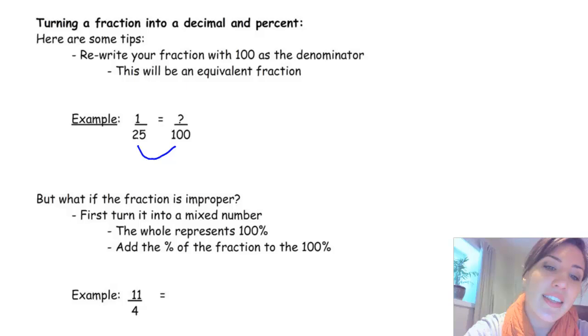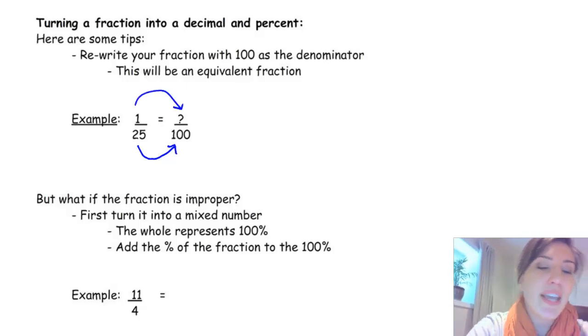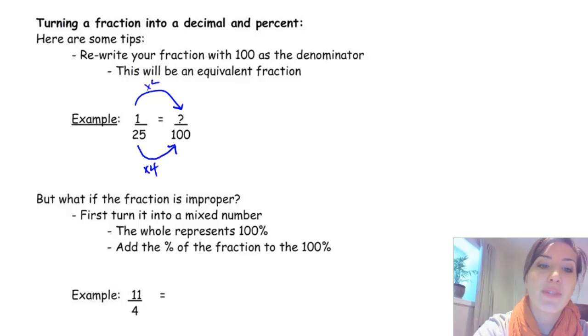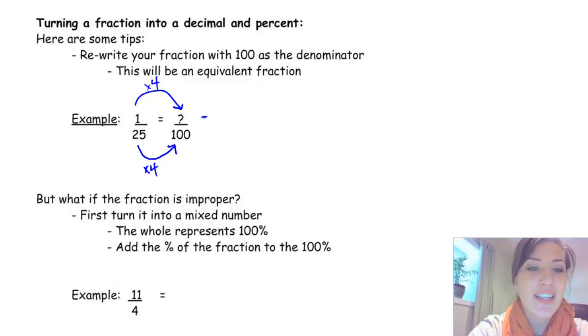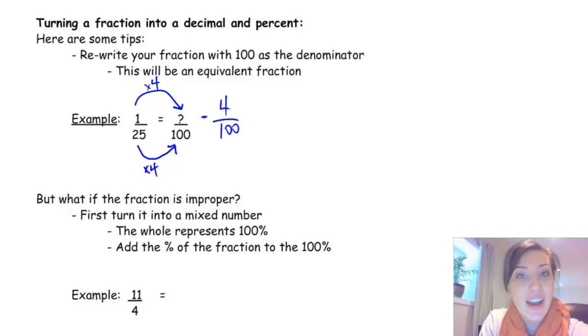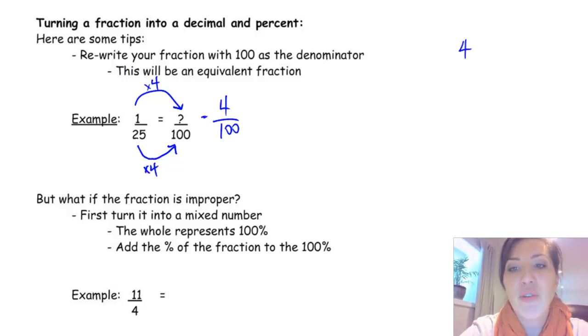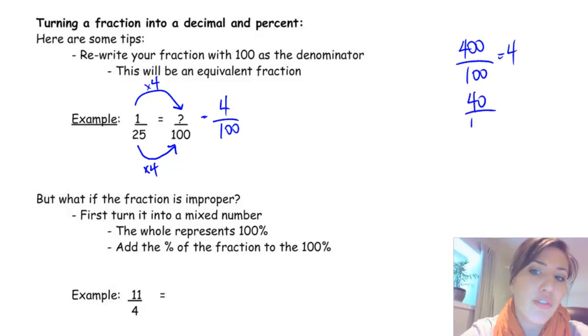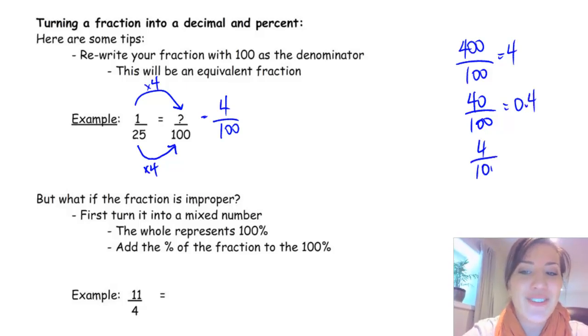So let's take this fraction and make an equivalent fraction so the denominator is 100. So to get 25 to 100, we can times that by 4. So if we times the denominator, don't leave out the numerator. And this will give us an equivalent fraction of 4 over 100. Now we can take this and represent it as a decimal. If we already know that 400 over 100 would give us 4, then 40 over 100 should give us 0.4, then 4 over 100 should give us 0.04.